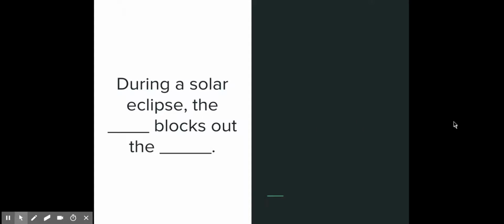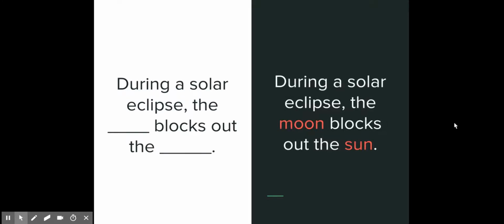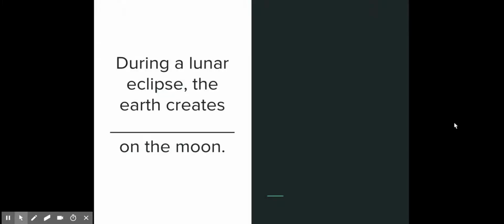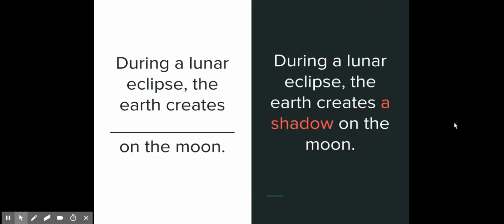So let's review. During a solar eclipse, the blank blocks out the blank. Pause the video now to think about the answer before moving on. During a solar eclipse, the moon blocks out the sun. During a lunar eclipse, the Earth creates blank on the moon. Pause the video now to think about the answer before moving on. During a lunar eclipse, the Earth creates a shadow on the moon.